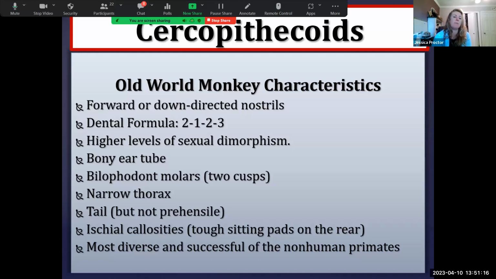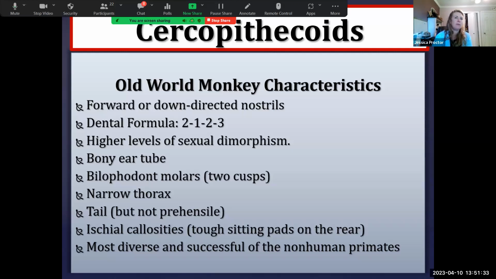They do have a feature called the bony ear tube. So the bony ear tube is kind of like a straw looking feature. Those of you in lab will have the opportunity to really take a closer look at this, but just know that the bony ear tube is basically like a straw that's leading up to the external auditory meatus.